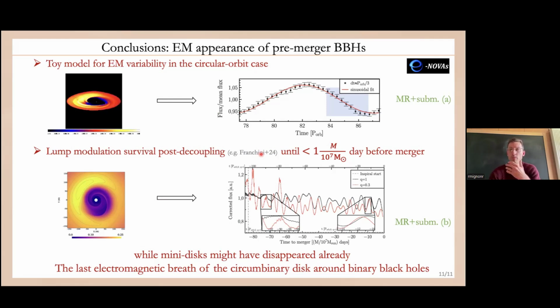So that's really important, to have complementary studies that in the end reach the same conclusion that the lump survives post-decoupling. And since at that stage, it's possible that the mini disks might have disappeared, it could be that the last electromagnetic breath from the binary black holes, and in any case from the circumbinary disk, will be related to the lump modulation.